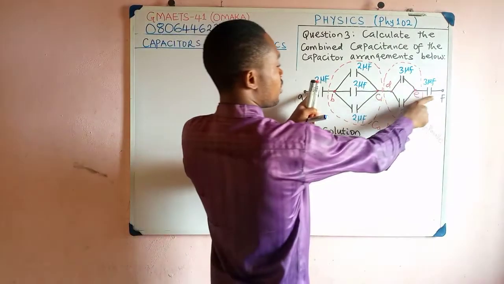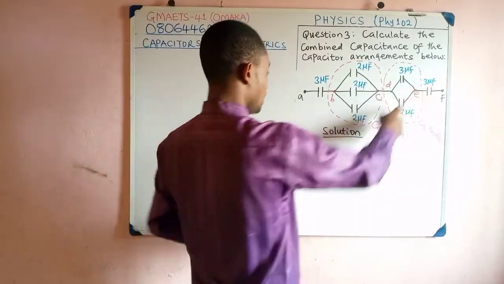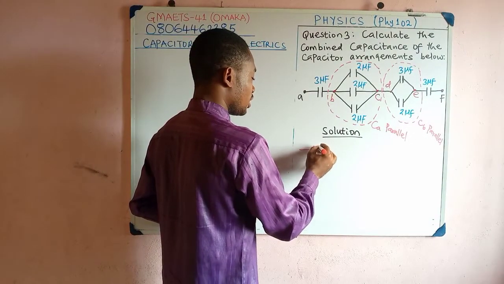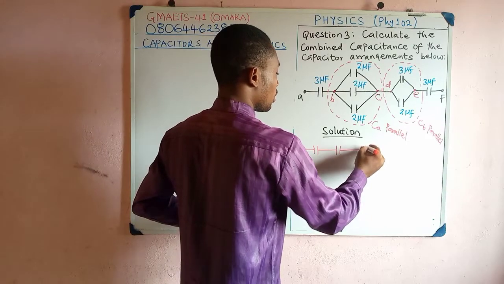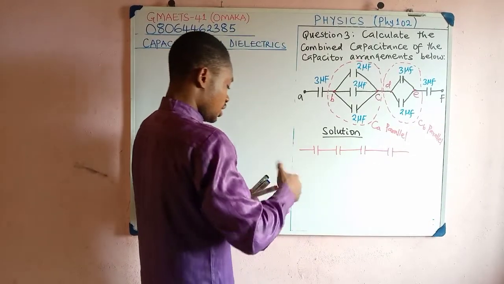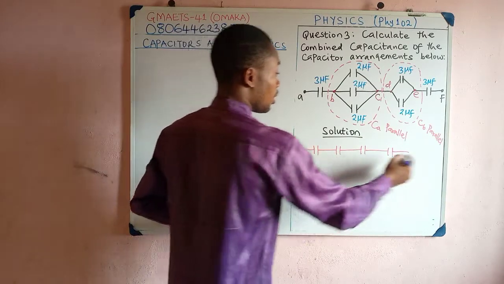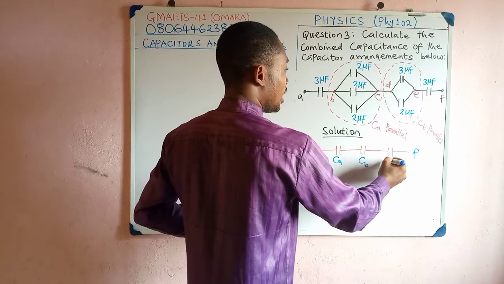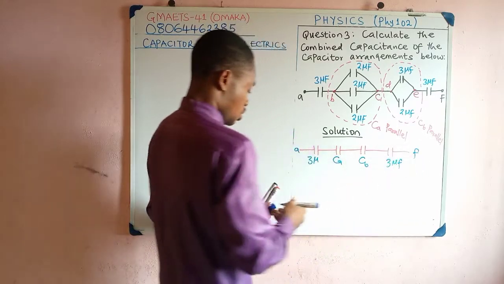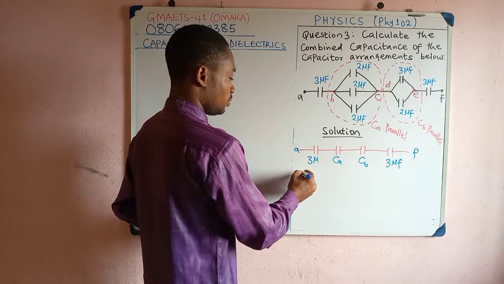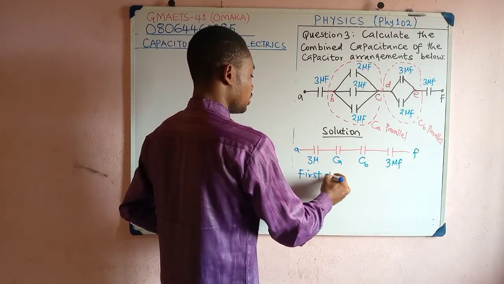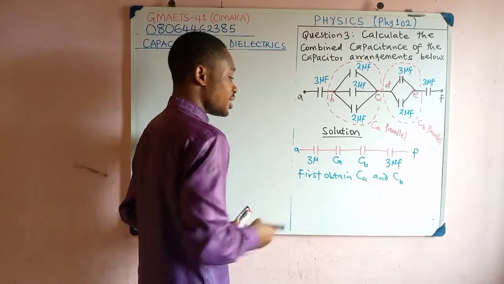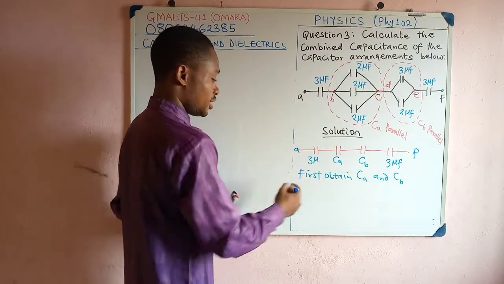They will now be connected in series to this 3 microfarad and this 3 microfarad. So this is what we are looking forward to. We want to get something like this, where this is going to be point A, point F, 3 microfarad, CA, CB, and then 3 microfarad. So let us obtain CA and CB first.